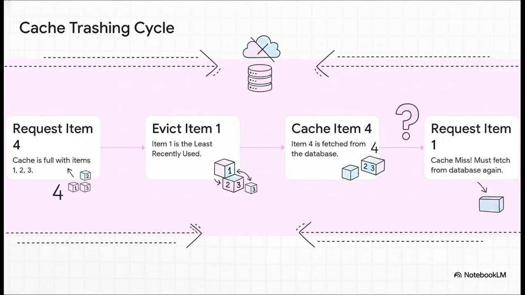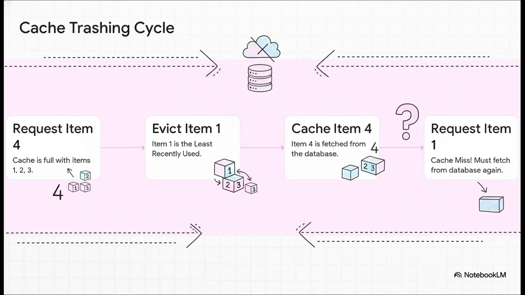This slide shows a classic nightmare called cache thrashing. Just imagine your cache can only hold 3 items. A user asks for item 1, then 2, then 3. The cache is now full. Then they ask for item 4. To make room, the cache kicks out item 1.